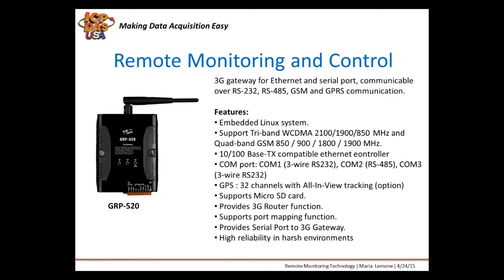The GRP 520 is a 3G gateway for Ethernet and serial port. It's communicable over RS-232, RS-485, GSM, and GPRS communication. It can be used in a security camera system where the videos captured by the camera can be transferred via 3G network to PC monitors, laptops, and smartphones. The GRP 520 can work as a 3G router to support Ethernet devices.